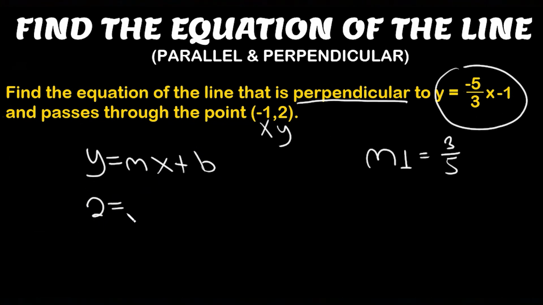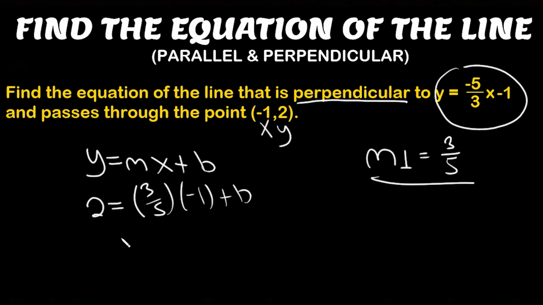My slope, again, we want to use this slope right here. Do not use this slope right here. That would be incorrect. Okay? We're using the slope that we just found, the perpendicular slope. So we're going to use 3 over 5 for m. My x is going to be -1, and then plus b.